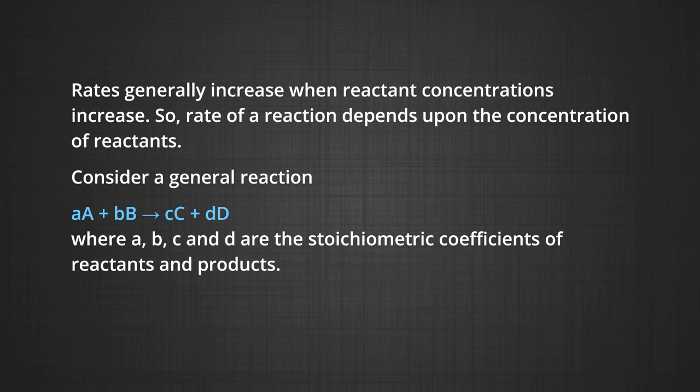Let's consider a general reaction. Small a, that is the moles, and capital A is the reactant. So, using this type of notation, I am taking a general reaction: a moles of A plus b moles of B gives c moles of C plus d moles of D, where small a, b, c and d are the stoichiometric coefficients of the reactants and the products.